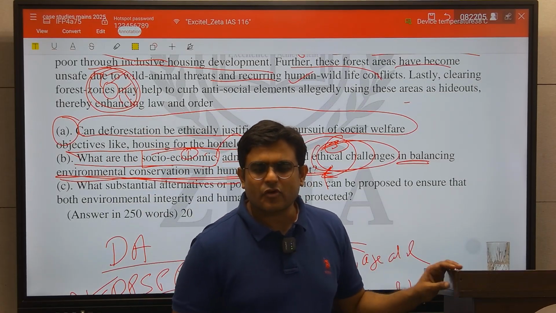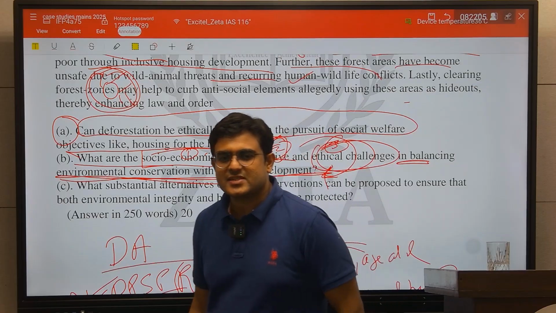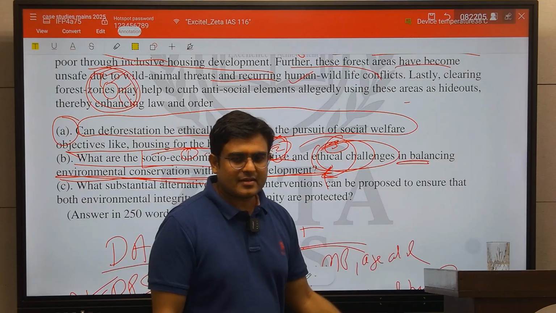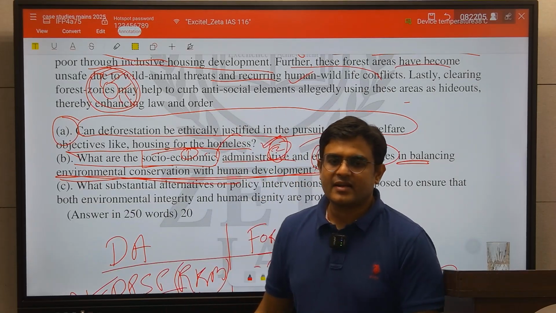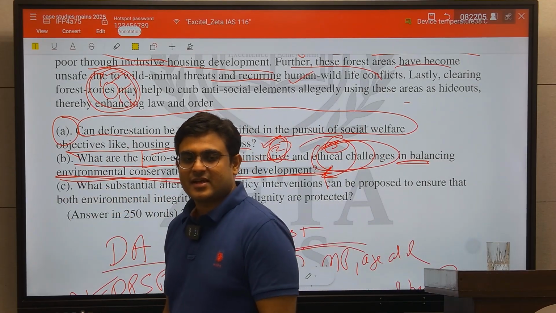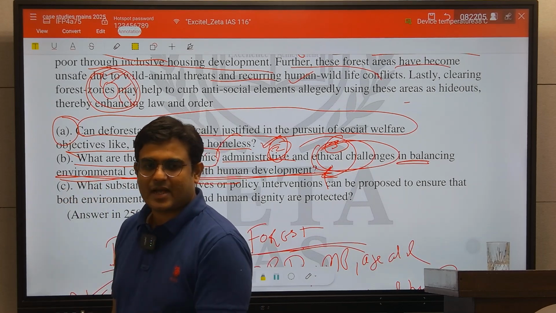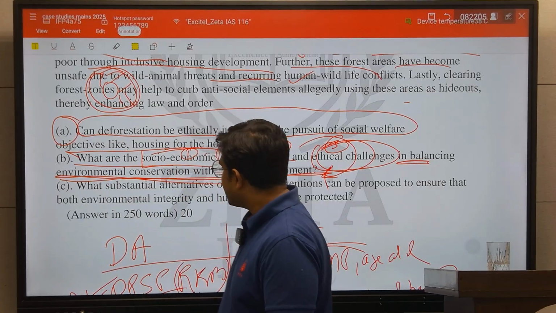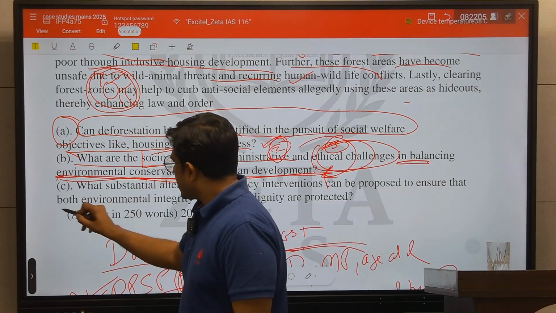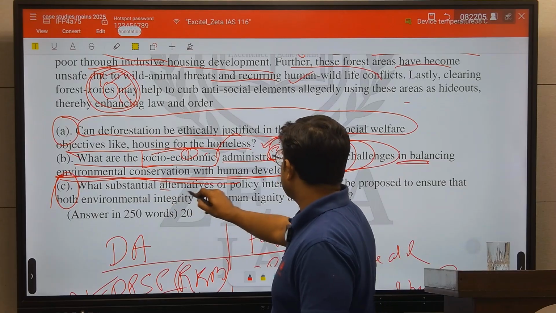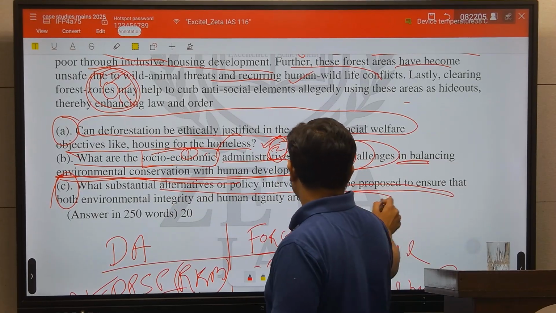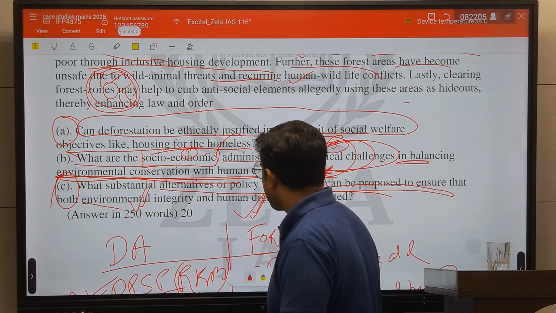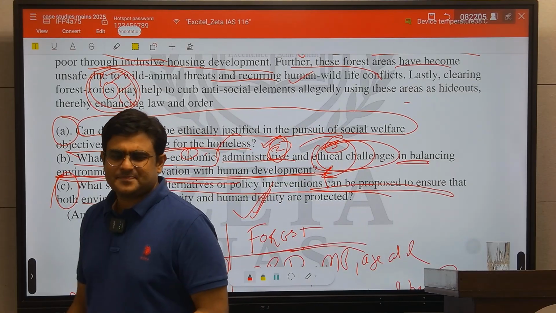Man-animal conflict. Then what about the food chain, the keystone species that may also be affected if you have people living in the forest or forest land. It may also be prone to disasters. So much soil degradation, etc. will happen. Already the case study says ecological services have been provided. So these are the ethical challenges. Next, what are the substantial alternatives of policy intervention that can be proposed to ensure both environmental integrity and human dignity are protected? Yes. So you have to write the policy in this context.